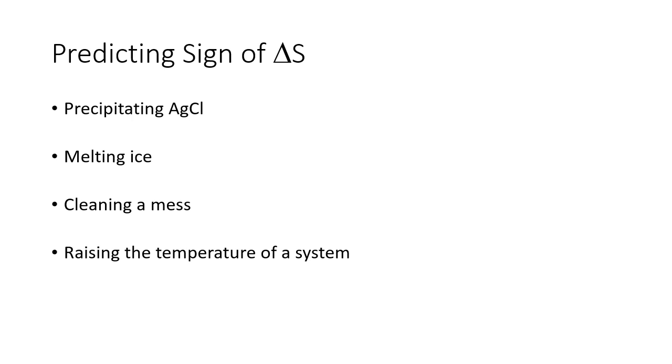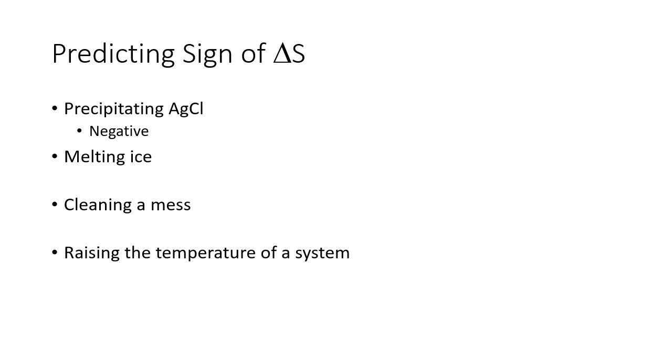All right, so let's try to predict the sign of delta S. Let's say we were precipitating silver chloride. So we're going from an aqueous solution, which is a mixture, to a solid. And we know that solids have way less entropy than liquids. And also we're going from 2 particles down to 1. So that is going to have a very negative delta S. We're drastically reducing the entropy of the system.